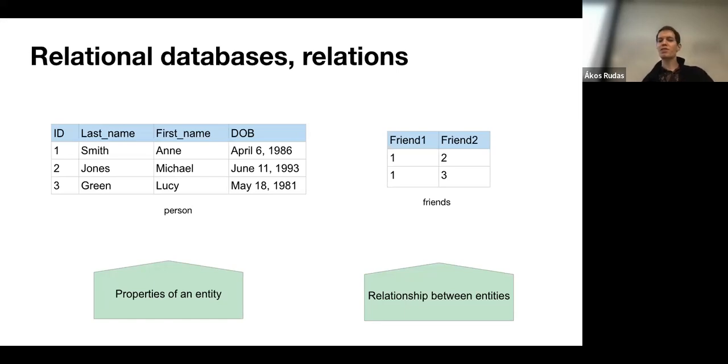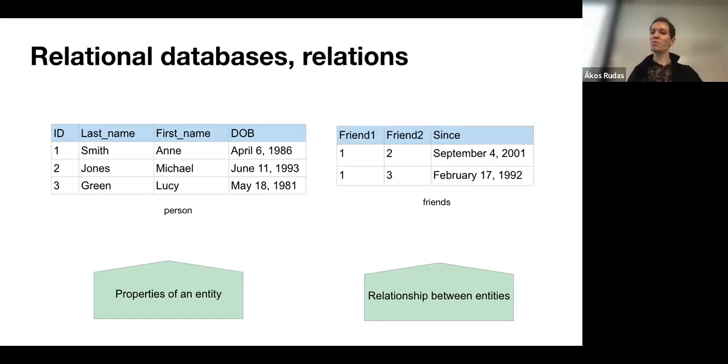And can relationships have properties too? What do you think? What property could this friendship have? Could be. My example would be since. So like, when did they start being friends? Right.